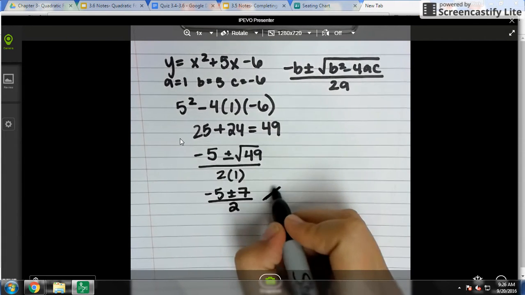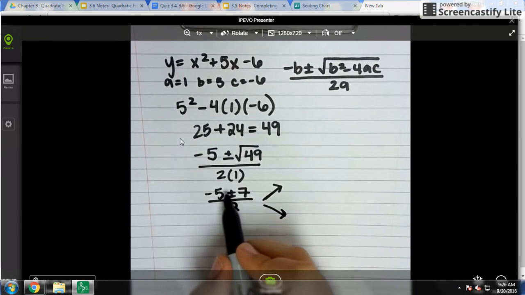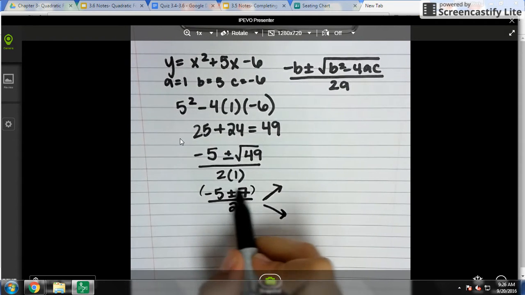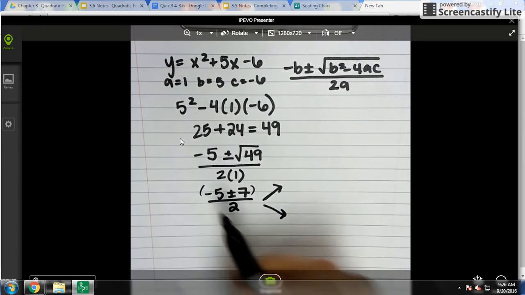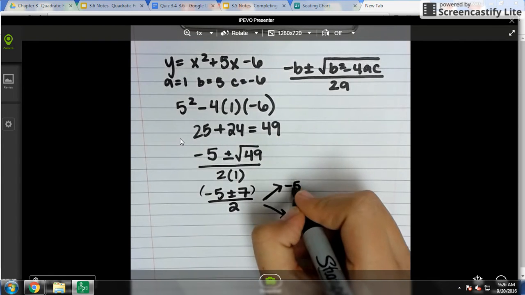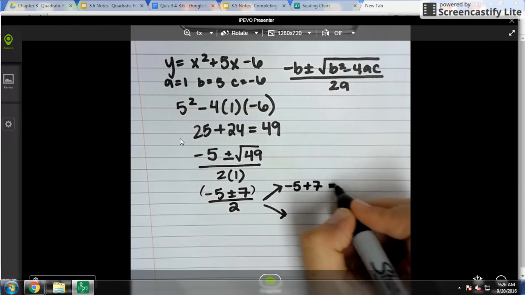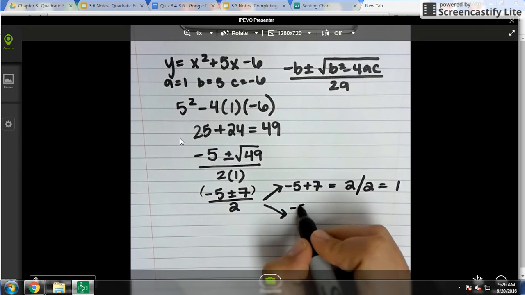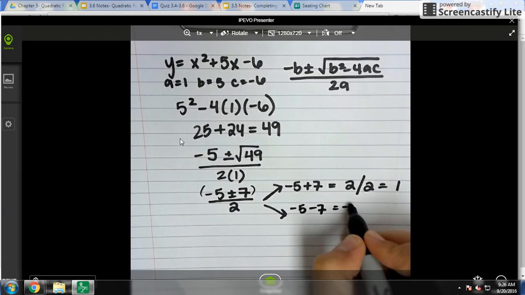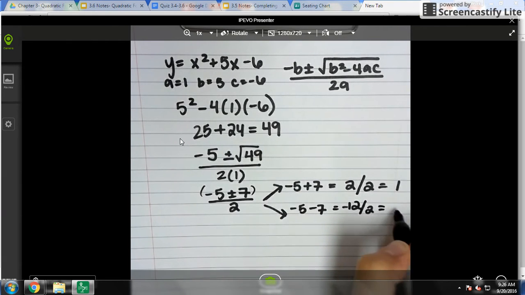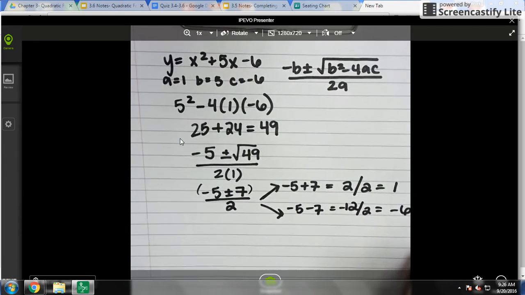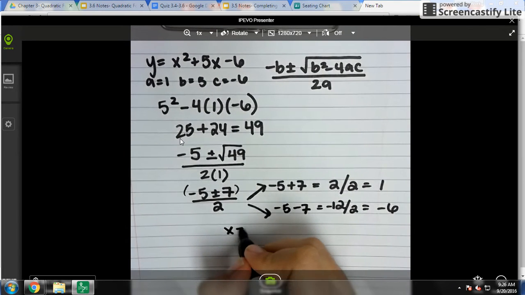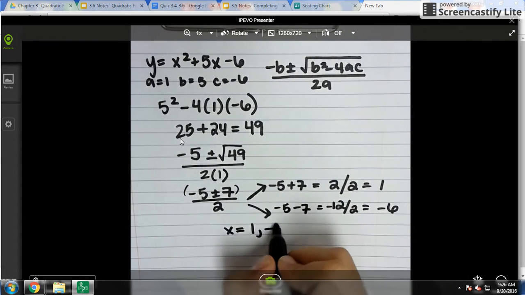And at this point, we need to split our plus or minus because we need to do this top piece, parentheses minus, before we divide. So negative 5 plus 7 is positive 2 divided by 2 is 1. Negative 5 minus 7 is negative 12 divided by 2 is negative 6. So our final answer is x equals 1 and negative 6.